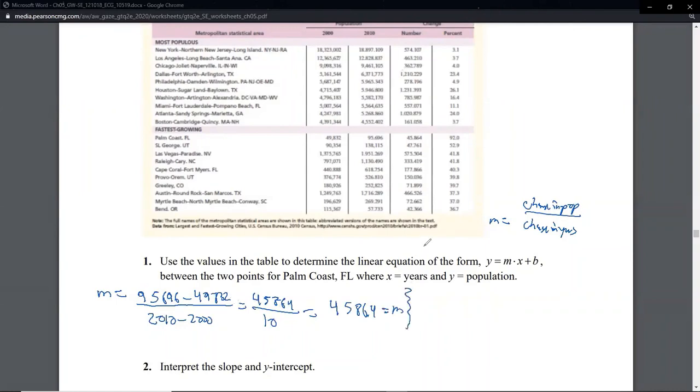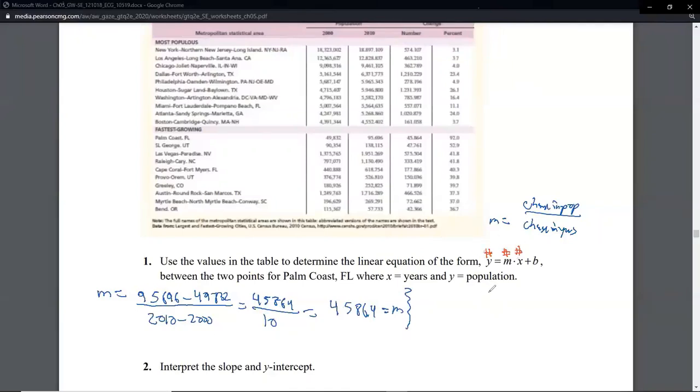For our b, we did one last time how, as long as you have a point and a slope, you can plug those in to find the b. So remember, we're going for y equals mx plus b. We're going to plug a number in for the y, the m, which we just found, and the x, and then we're going to be able to algebraically solve for b.